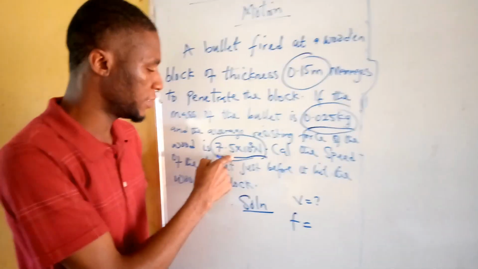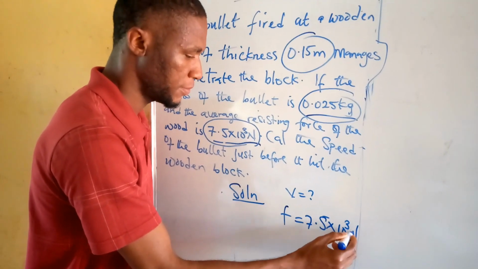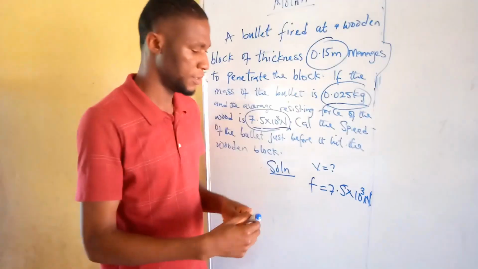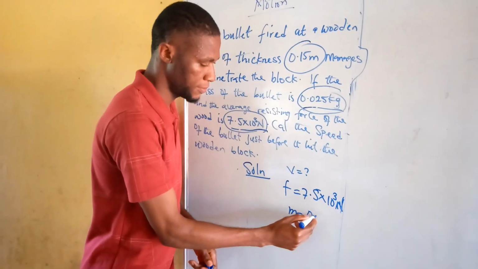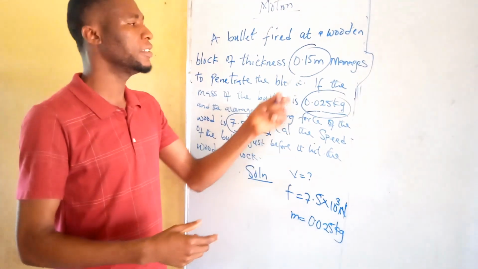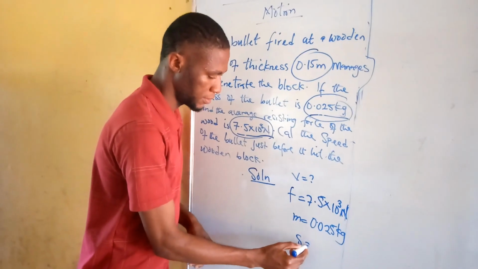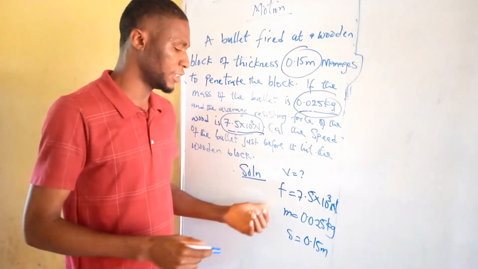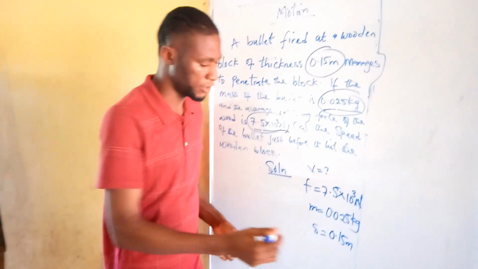Force is equal to this. And also the mass is given, mass which is this. And the distance is also given, the thickness which represents the distance. So if you look at these things, the acceleration is not given, so that means we need to calculate the acceleration.